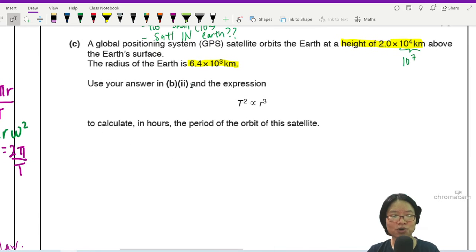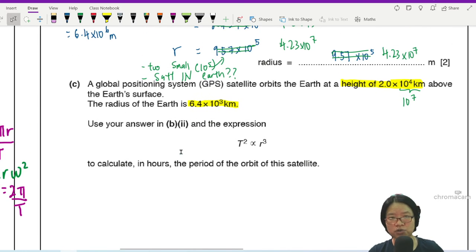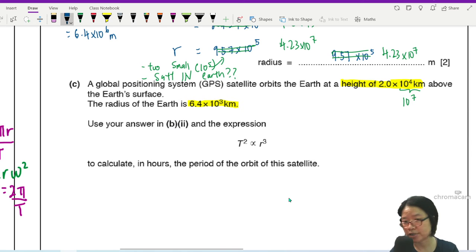Okay, use your answers in B2, which is the radius of the orbit, and the mass of the Earth if you need it, and the expression of this, to calculate in hours the period of orbit of this satellite. Okay, let's draw a drawing to help us visualize the question.